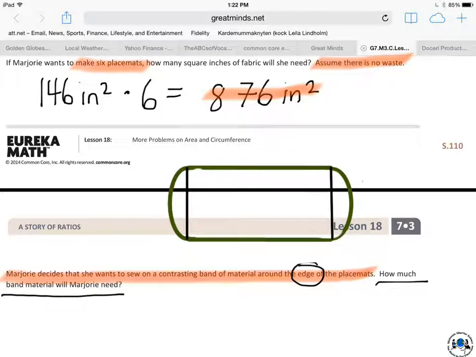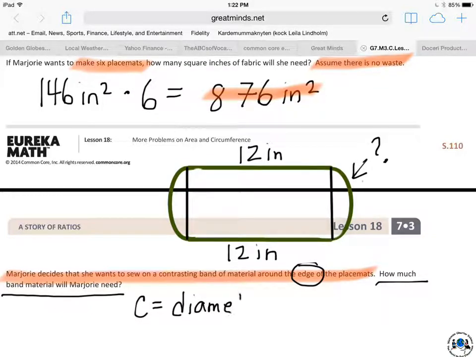Okay, so let's start taking a look at this. What I do know with this rectangle is that each one of those sides is 12 inches. But the question is, how am I going to figure out how long that edge is right there, that edge of the semicircle? How do I do that? Well, hopefully some of you remembered that circumference equals diameter times pi.